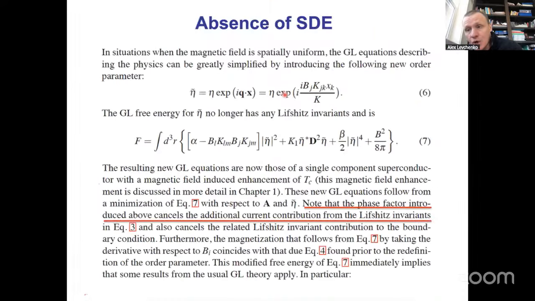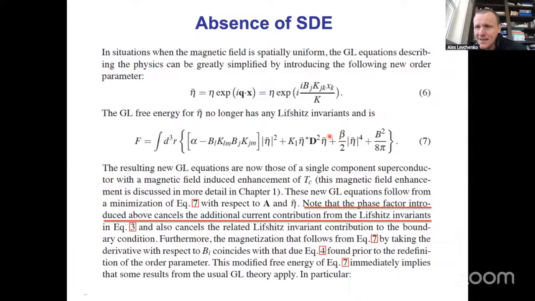Then he proceeds to show that this new term that exists in the current cancels identically, and it kills the diode effect. And he notes in his paper that the phase factor introduced above cancels exactly the additional current contribution from the Lifshitz invariant. And then he writes a new free energy, which takes a manifestly usual form, where this Lifshitz invariant is simply not present. And it's very natural that any linear gradient can simply be gauged away, right? So it shouldn't change the physics of the bulk of the material, and that's basically his argument.